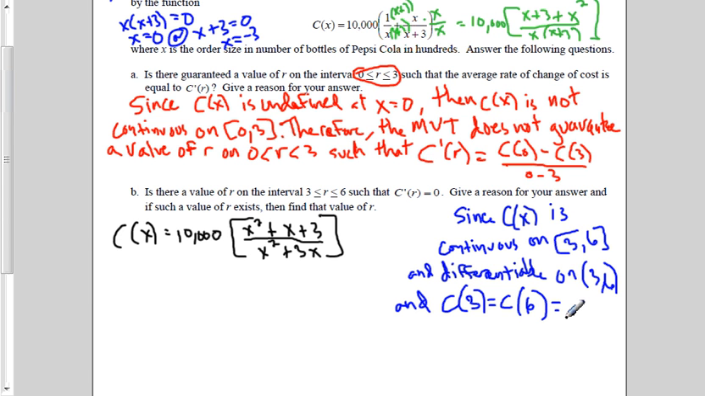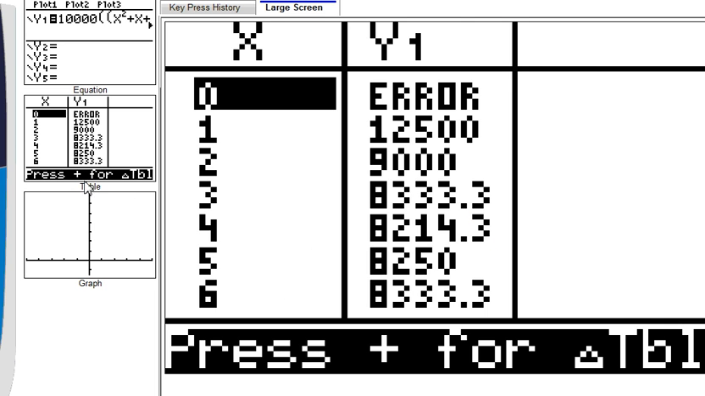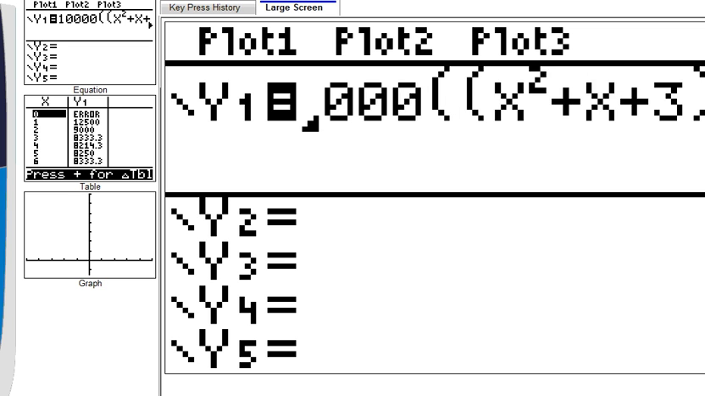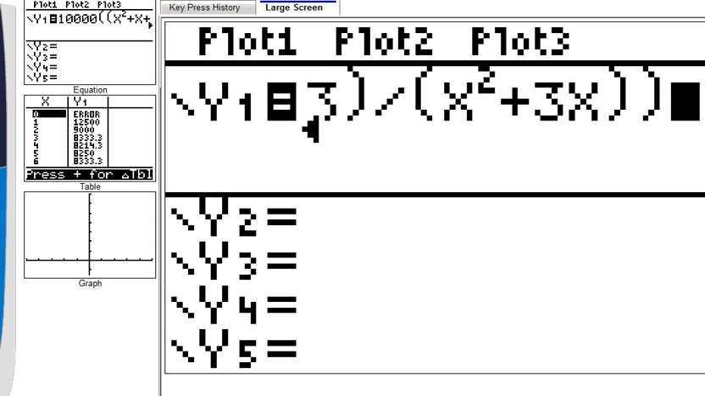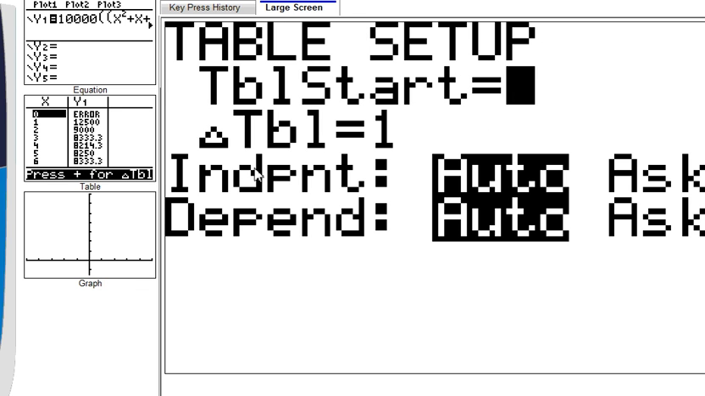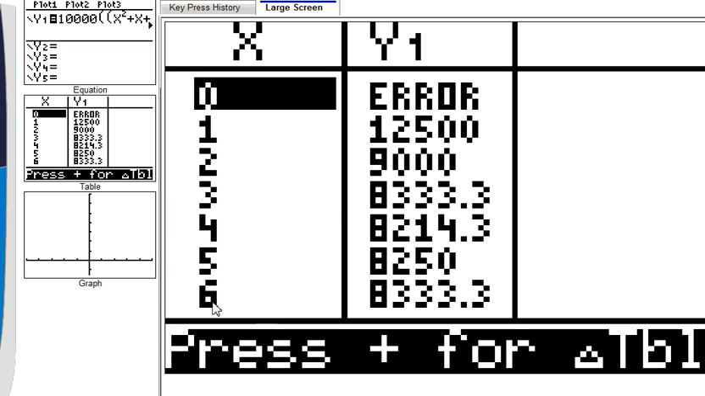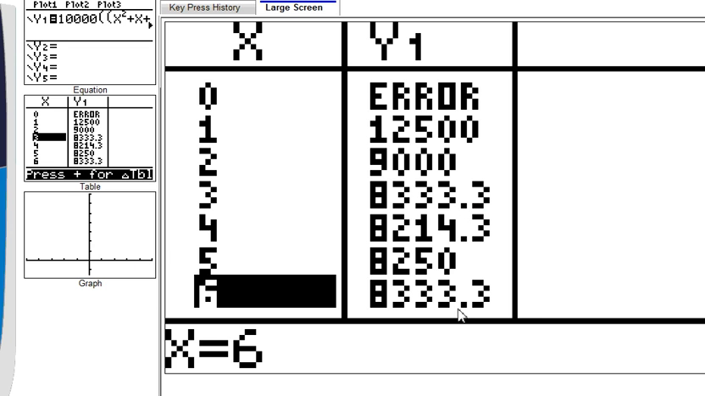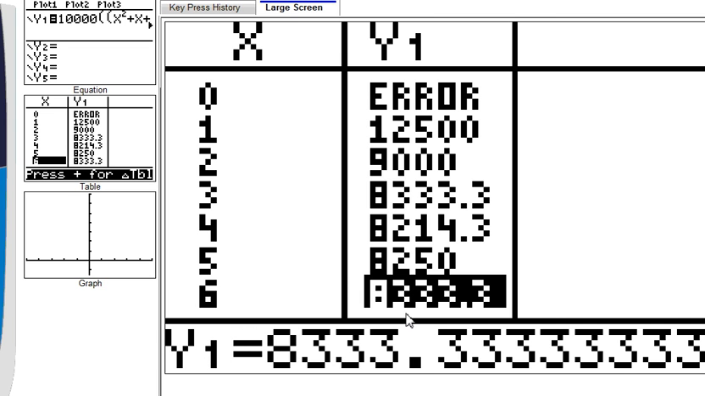Well, I've already gone in and typed in some information in my calculator. So let's take a look at this. I have the whole function, 10,000 times x squared plus x plus 3 all over, and I just wrote x times x plus 3 as x squared plus 3x. Now I'm going to go into table set, start at 0, go up by 1, and now I'm going to go to my table, and hey, x equals 3, the value of the function is 8,333.3, and then when I go down to 6, it's 8,333.3. That's actually a little rounding because it's 0.3 repeating.